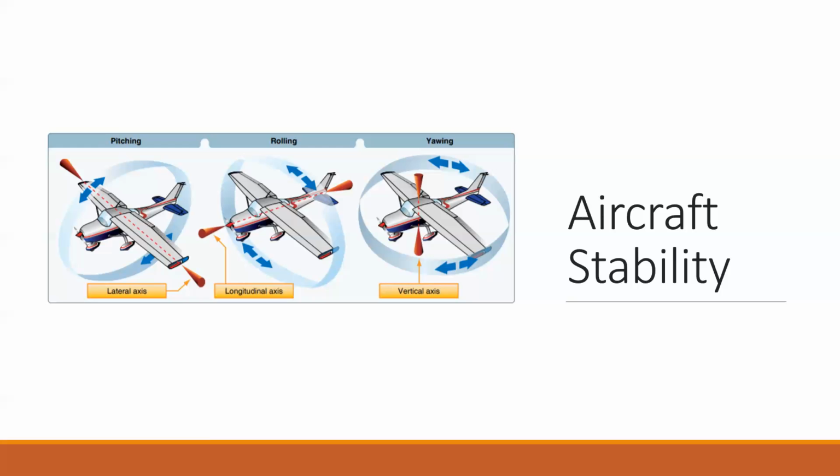The next axis is the longitudinal axis, and that goes between the propeller and the tail. This is our roll axis, so this is controlled by the ailerons. And then the third is the vertical axis, and that just runs straight up and down through the aircraft. This is the yaw of the aircraft, and that's controlled by the rudder. And I think I missed this, but the lateral axis is controlled by the elevator, not the ailerons. So we'll use these three axes when we're talking about stability.